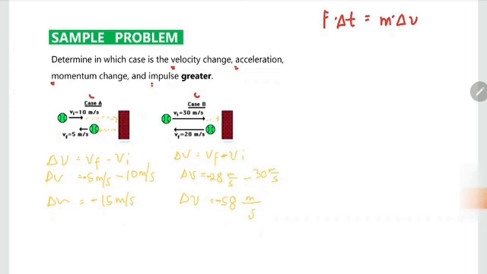So where is it greater? We can see it is 58, the bigger velocity change here. So definitely, in terms of velocity change, it is case B. The change in velocity is greater here. What is acceleration again? Acceleration is nothing but change in velocity over change in time. Assuming they have the same length of time in contact with the wall, we can see the velocity change is really greater in case B. Therefore, the acceleration is also greater here.